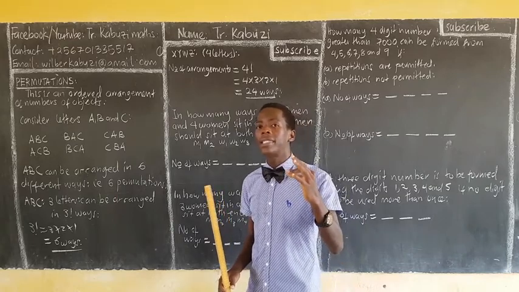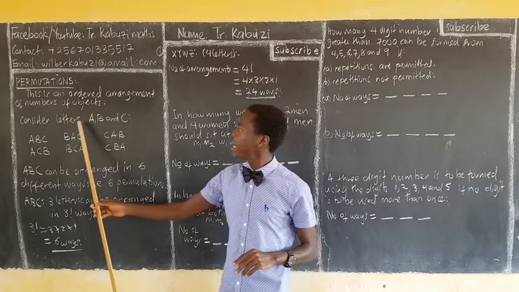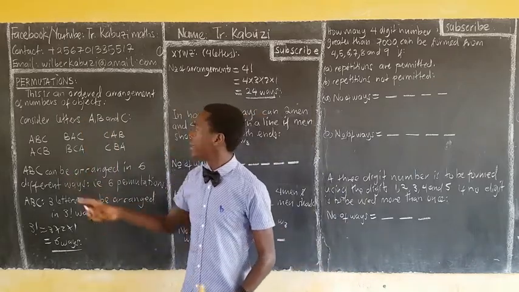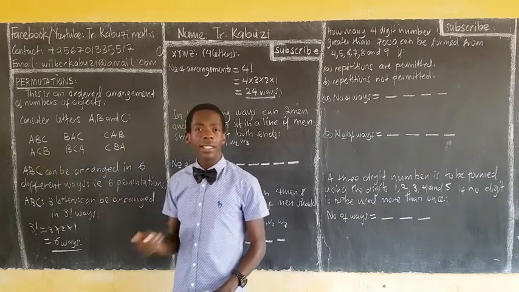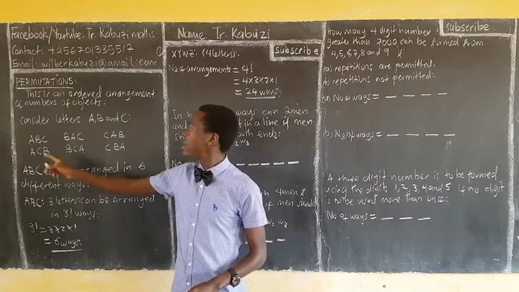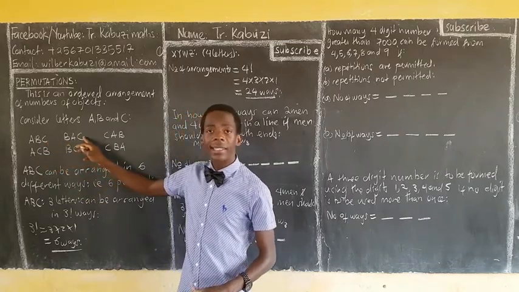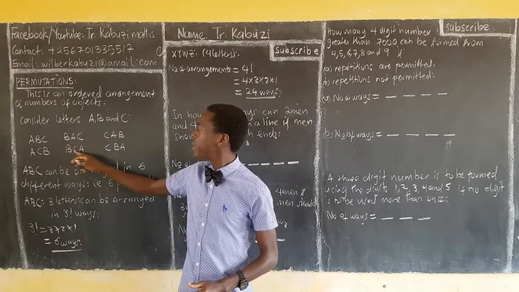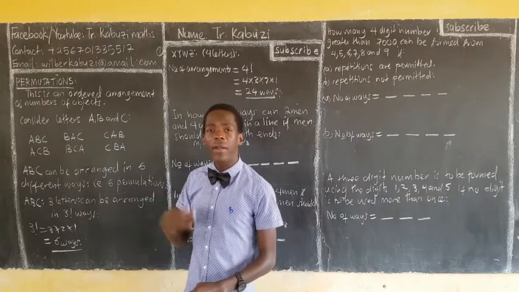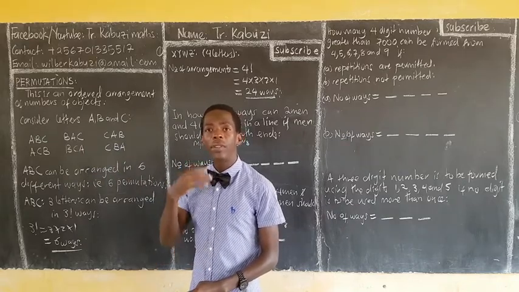We are going to consider, say, three letters, A, B, and C. If you consider letters A, B, and C, the order now matters. ABC is one order. ACB is another order. So this one is a permutation and this is a permutation. BAC is another order. BCA is also another order. Every different arrangement we make is what we call a permutation.